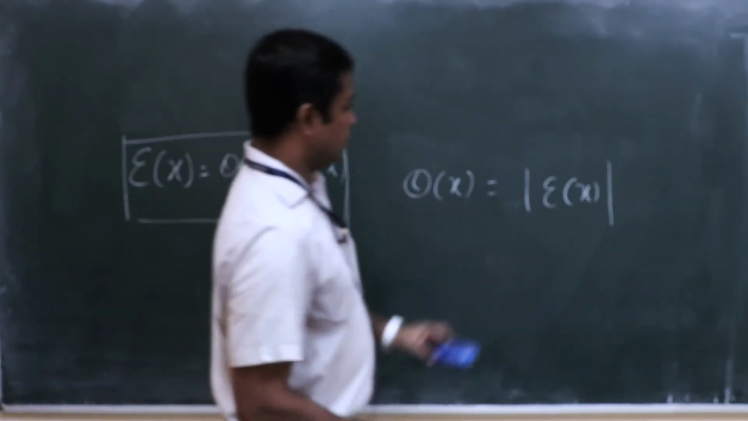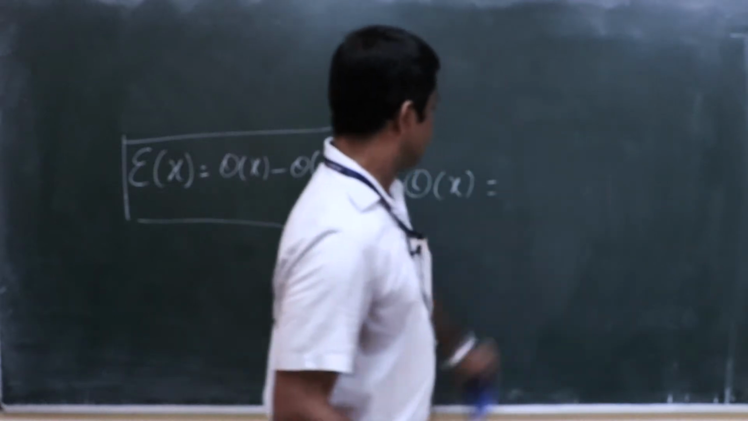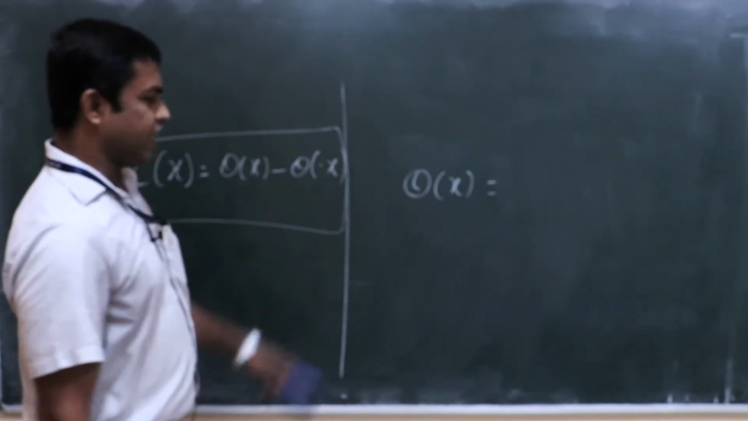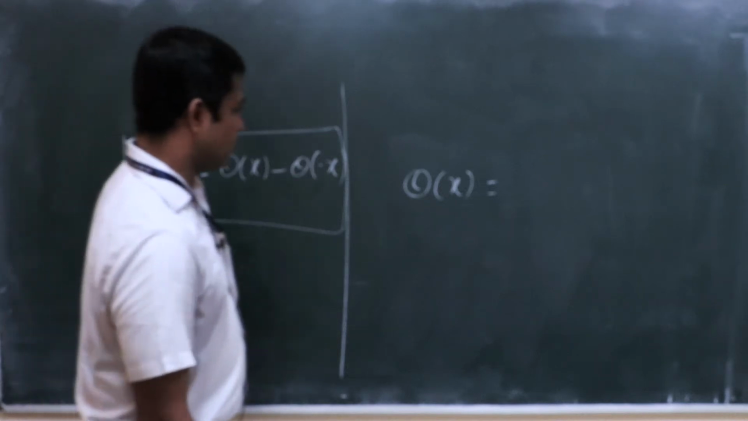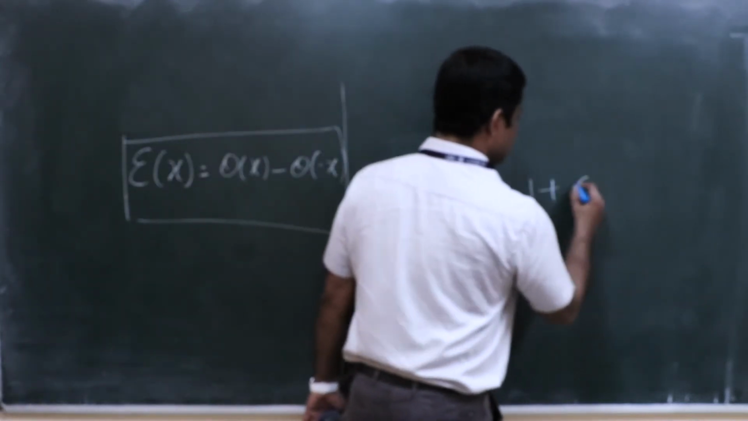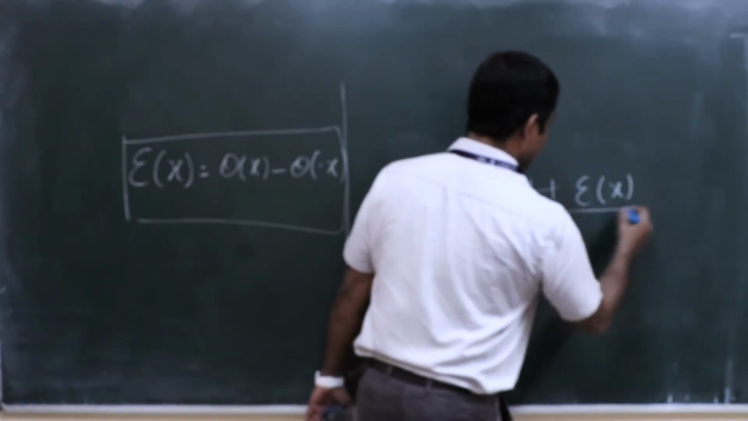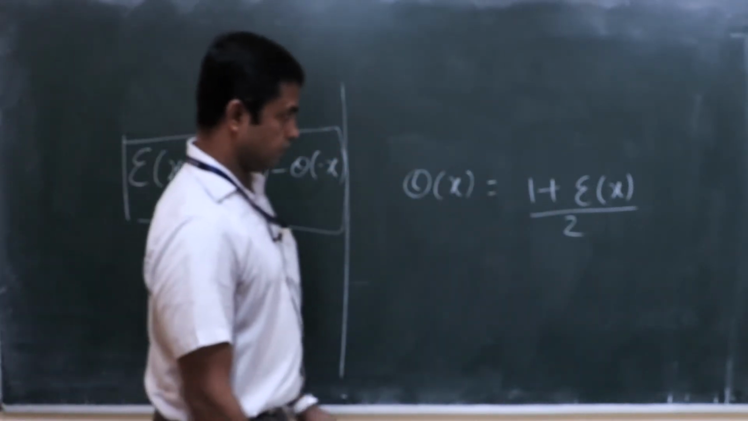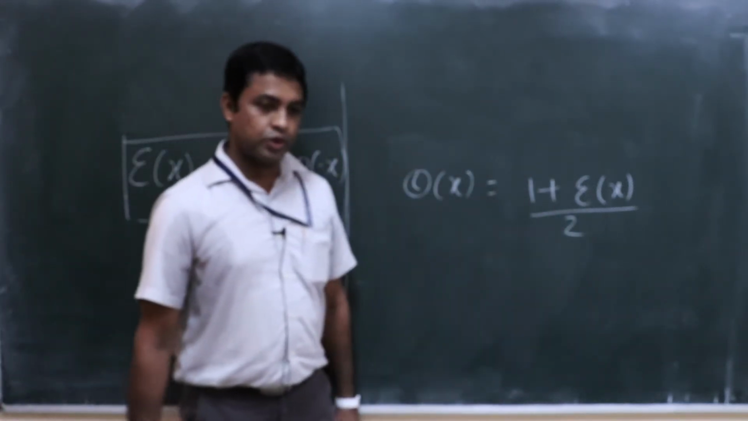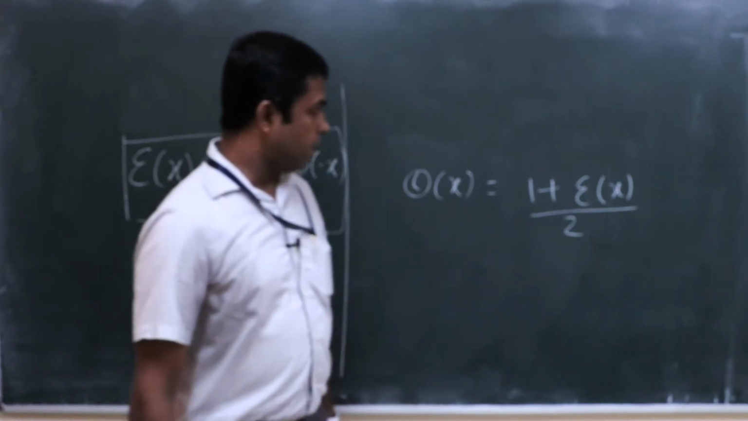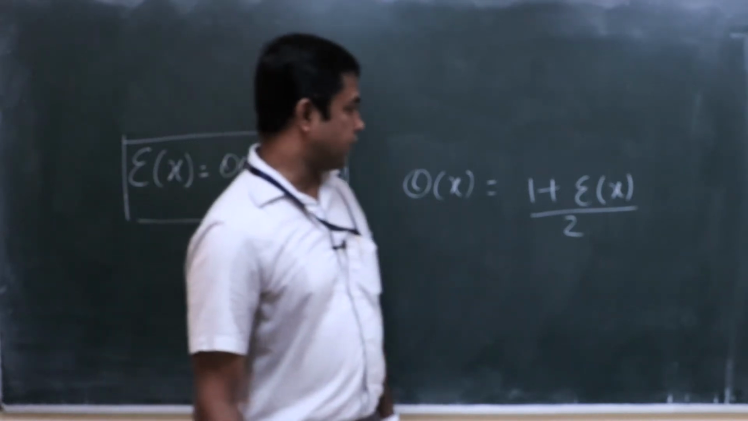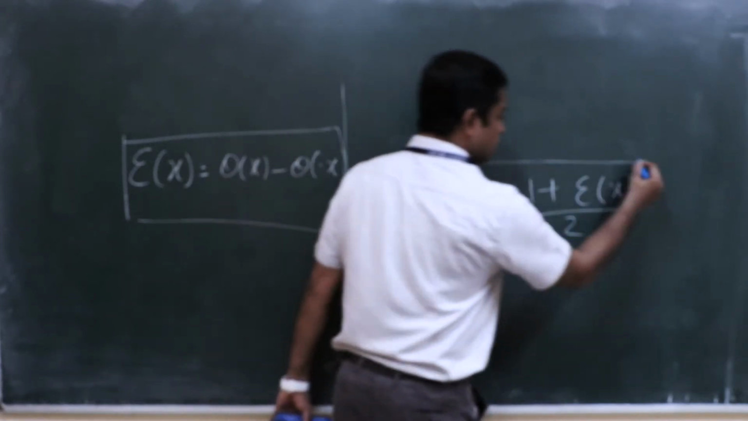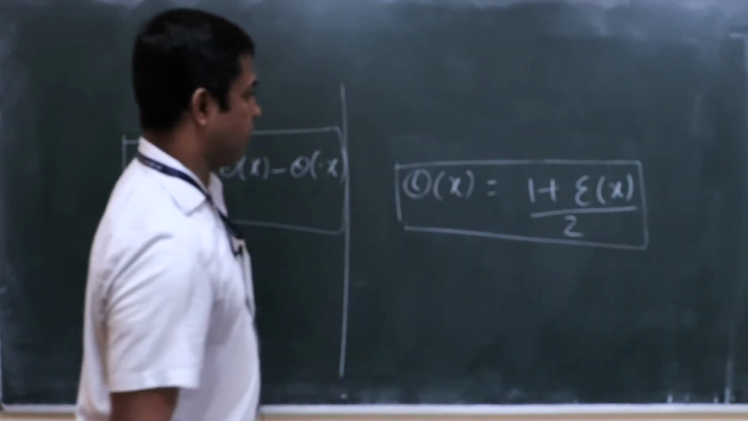From this you can actually get that theta of x is 1 plus epsilon of x divided by 2. Is this correct? See whether this comes to be right. Yes, sir. Correct. So this is another relation between the Signum function and the Heaviside function.